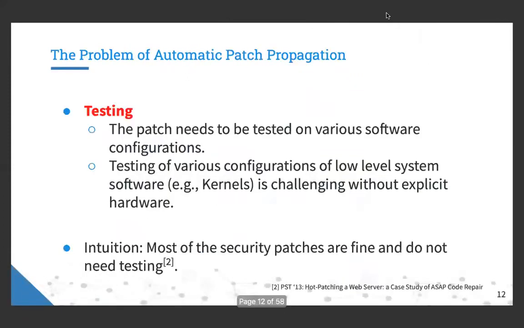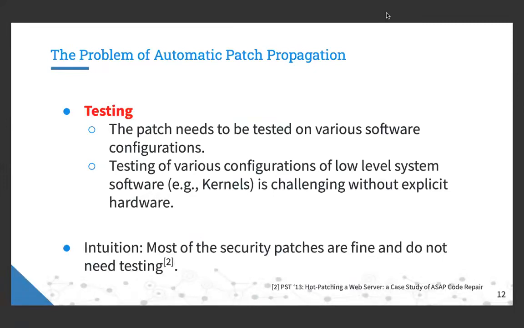How can we solve the propagation of patches? One of the main important things that we need to solve in automatic patch propagation is testing, because any patch, when automatically propagated to the vendor repositories, has to be tested across various software configurations of the underlying software. And testing of various configurations of low-level software, such as kernels and bootloaders, is challenging without hardware. And most often, the testing requires manual intervention.